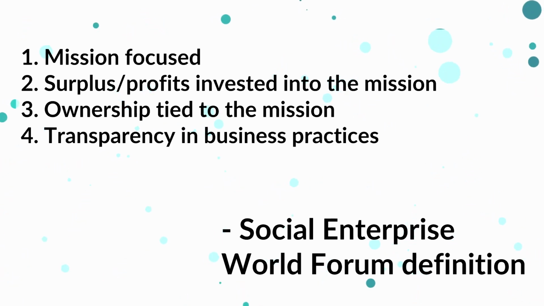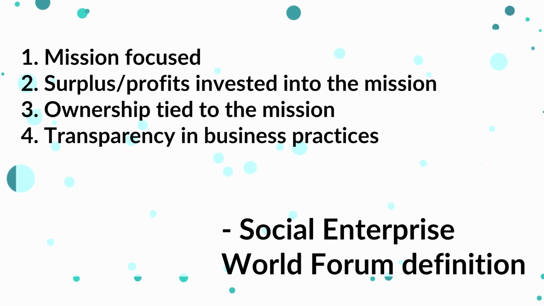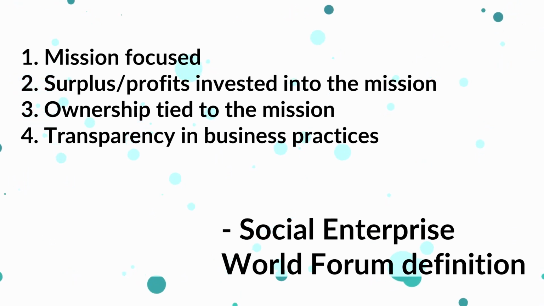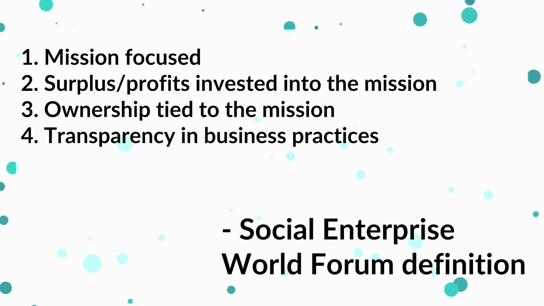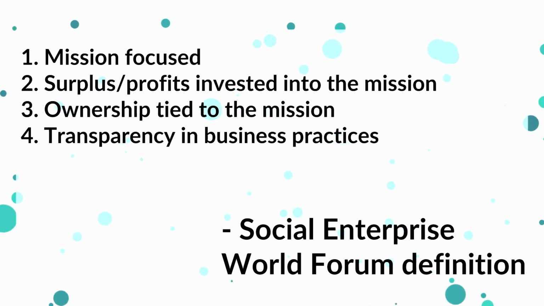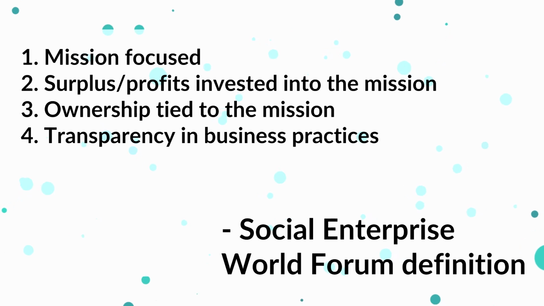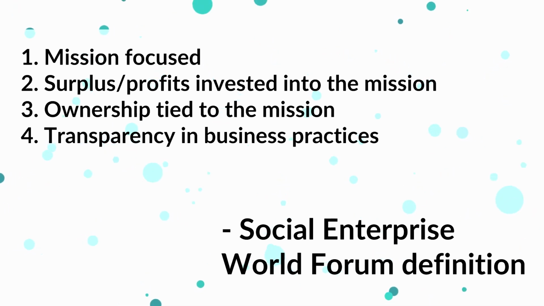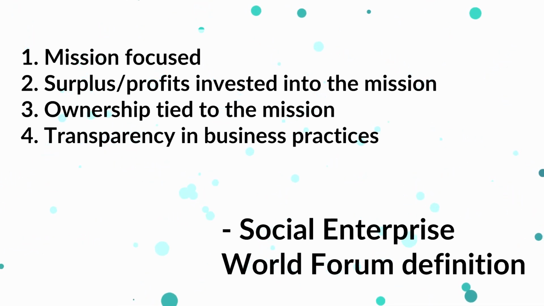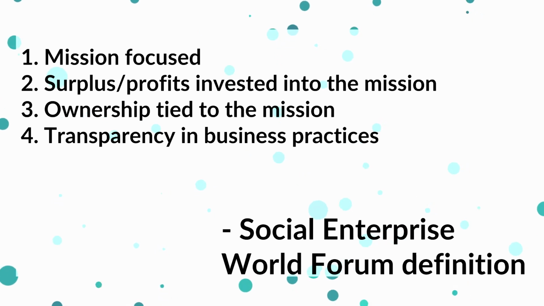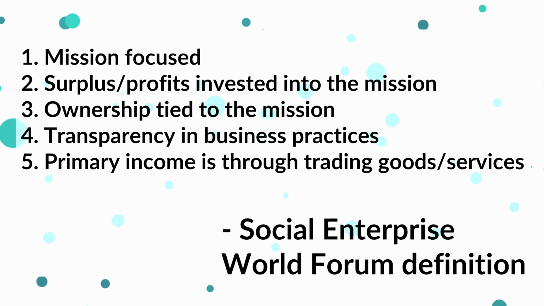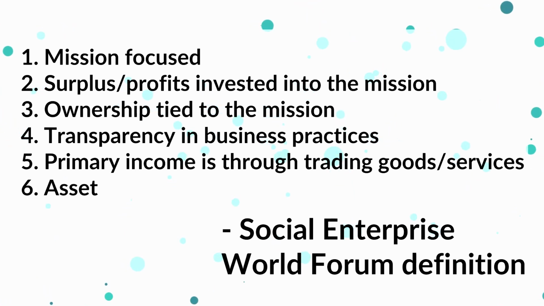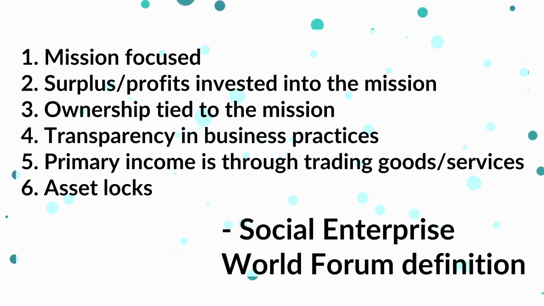There's transparency in business practices. This includes fair wages and low pay differentials, low pay differences between top executives and frontline workers. There is a participatory decision structure and good employee benefit systems. There is primary income through trading goods and services. It's a business. They're not nonprofits that run primarily on grants, but instead sell products and services to customers.